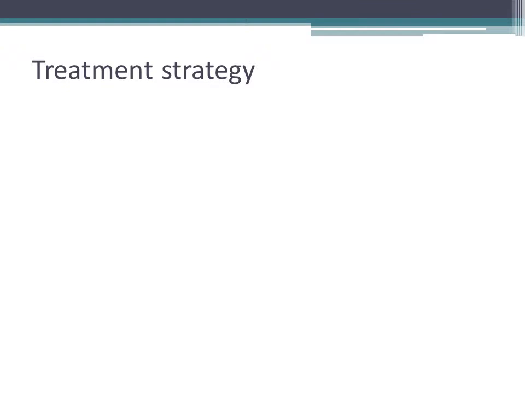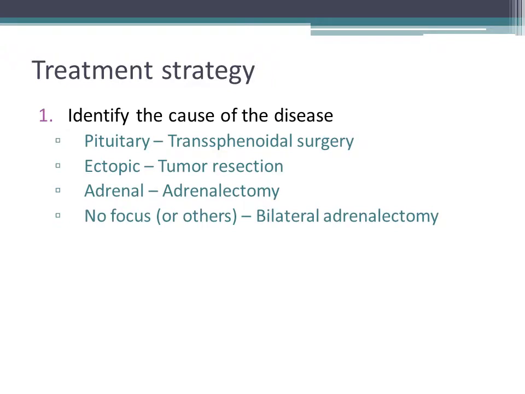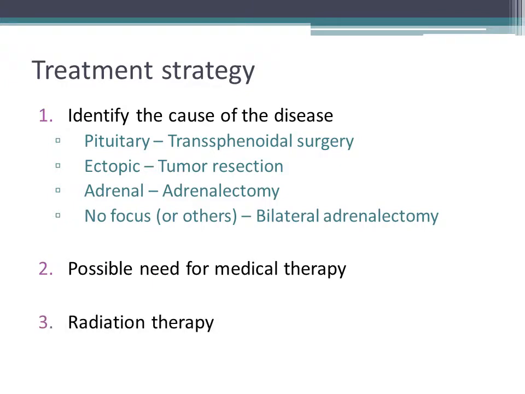So how do we treat Cushing syndrome? First, go through the steps: make sure that you have the right diagnosis, that this is Cushing syndrome, and then identify the cause of the disease. If it's pituitary, we refer those patients for transsphenoidal surgery. If it's ectopic, you need to send the patient for tumor resection. If it's adrenal, we do adrenalectomy, and if there is no focus or other situations where we cannot cure those patients, we can revert to bilateral adrenalectomy. There might be need also for medical therapy and radiation therapy.